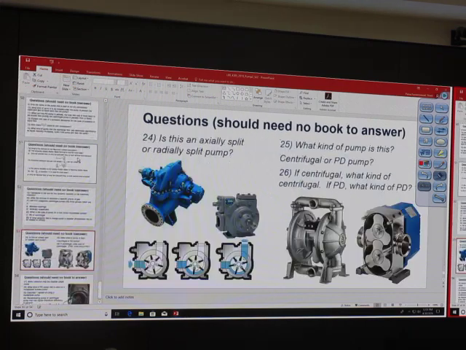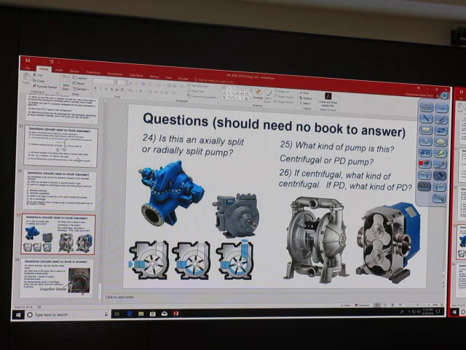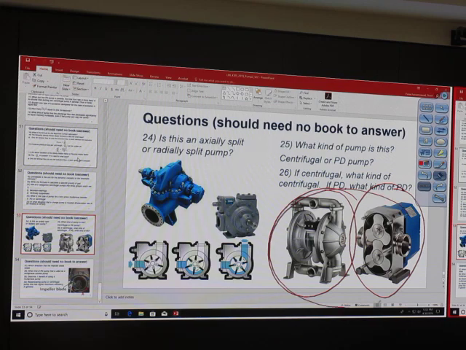So once you go through this thing, okay, axial split, radial split. Is this axial split? Yes. Radial means it's at the same radius. Okay. Radial split. What is this thing? Diaphragm. What is that? Rotary lobe. And both of them are PD. None is centrifugal. What is centrifugal?